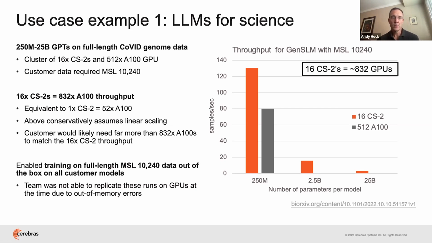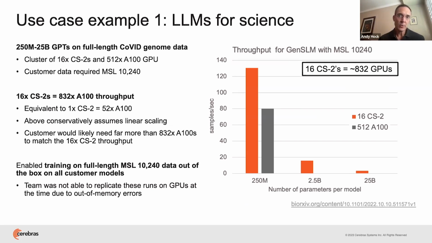A100. That assumes linear scaling of a GPU cluster, but as you know, it is very difficult on other systems to get linear scaling of throughput at such a large cluster scale, a large number of devices. So in reality, if you wanted to achieve the same throughput that we got on a 16 CS2 cluster on a GPU cluster, you probably need far more GPUs. So this is a really exciting performance result, right? Because it allowed the team to iterate more quickly.